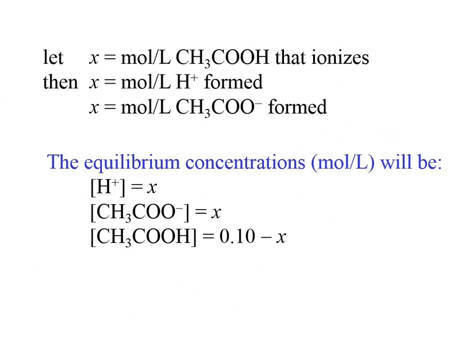Okay, so back to my notes. This very much tracks with the ice table. So at equilibrium, the molar concentration of your H plus and your CH3COO negative are both x. And at equilibrium, the molar concentration of your weak acid is 0.10 minus x. That was our last row.